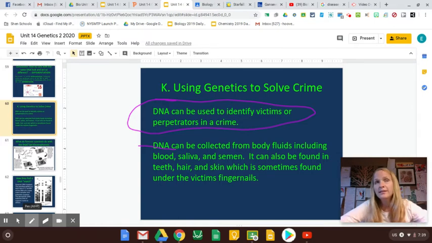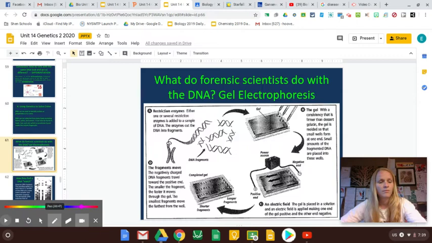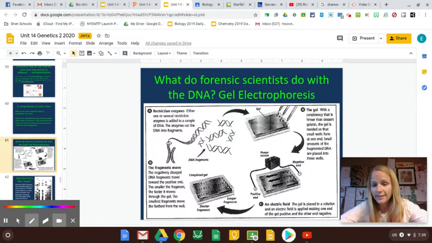Sometimes it's skin, like if the victim fought off the criminal, the criminal's skin is under the victim's fingernails. So lots of different places. You're just trying to get some cells of either the victim or the criminal. So once you've collected that DNA, what do you do with it?